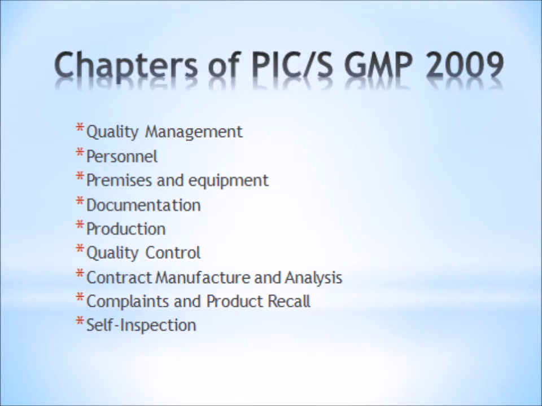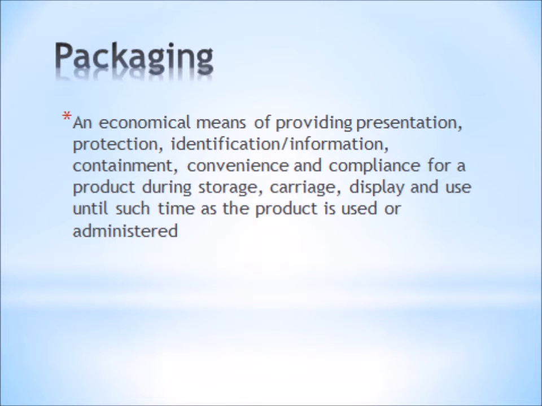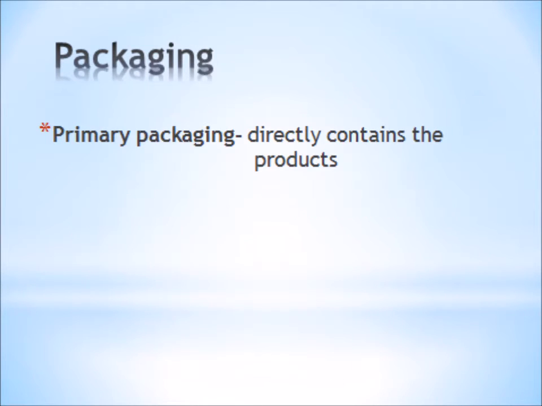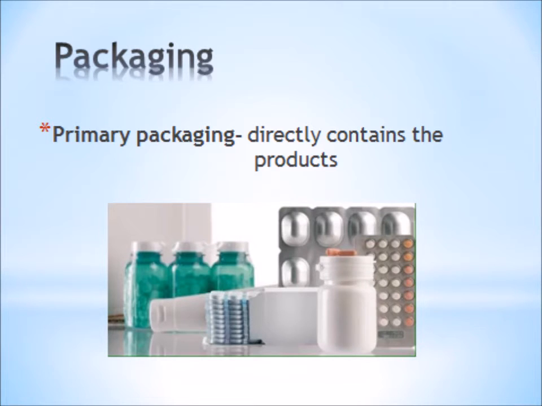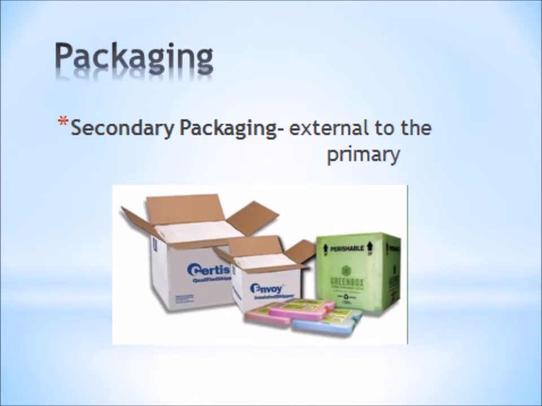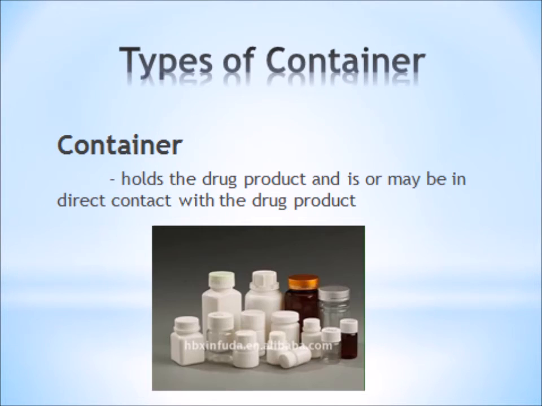Chapter 9, Self-Inspection. Packaging, an economical means of providing presentation, protection, identification, information, containment, convenience, and compliance for a product during storage, carriage, display, and use until such time as the product is used or administered. Primary packaging directly contains the product. Secondary packaging, external to the primary.